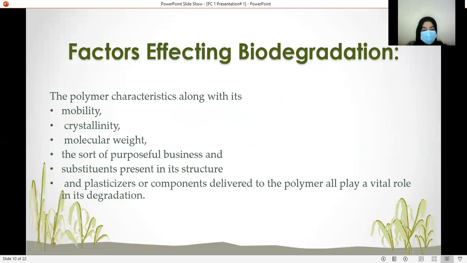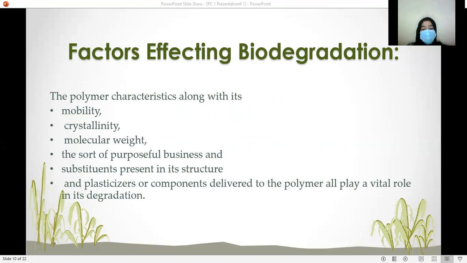Next, factors affecting the biodegradation. Biodegradation is governed by different factors that consist of polymer characteristics, type of organism, and the nature of pre-treatment. Chemical and physical properties of plastic play a crucial role in their biodegradation. Polymers with side chains are tough to degrade in comparison to polymers without side chains. It needs to be kept in mind that polymers with high molecular weights are difficult to degrade.